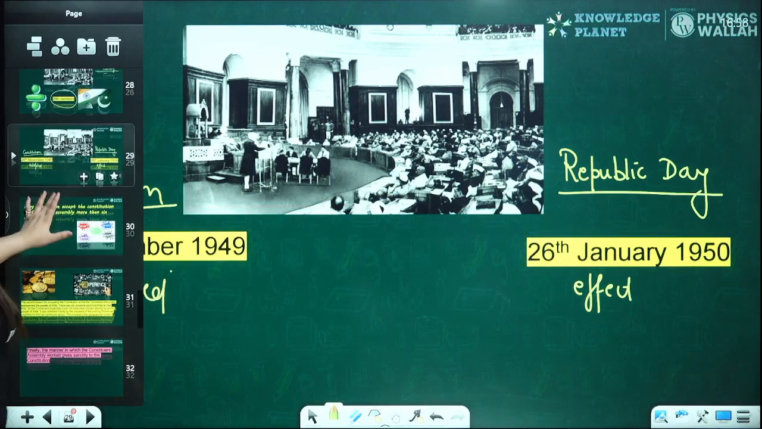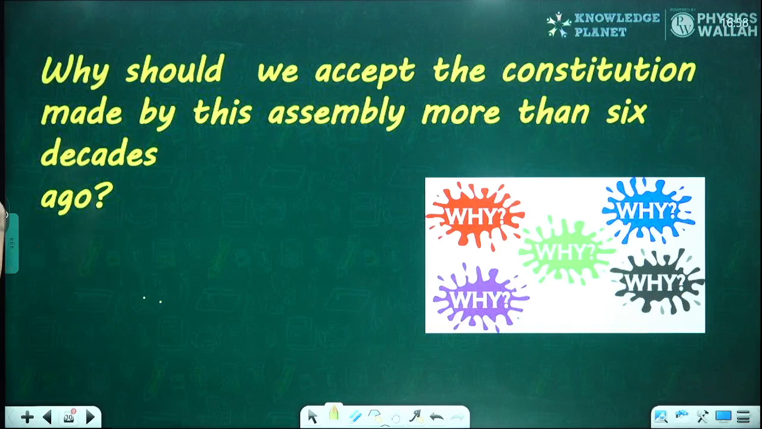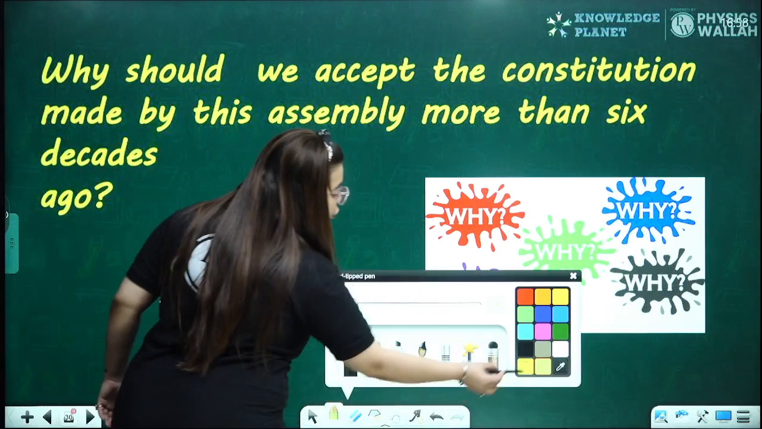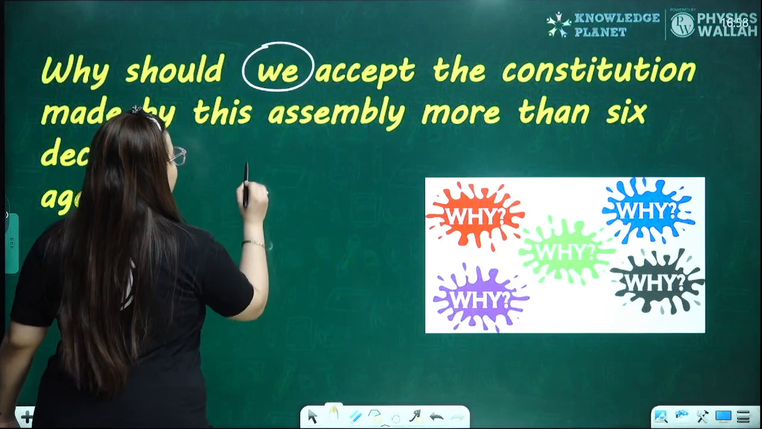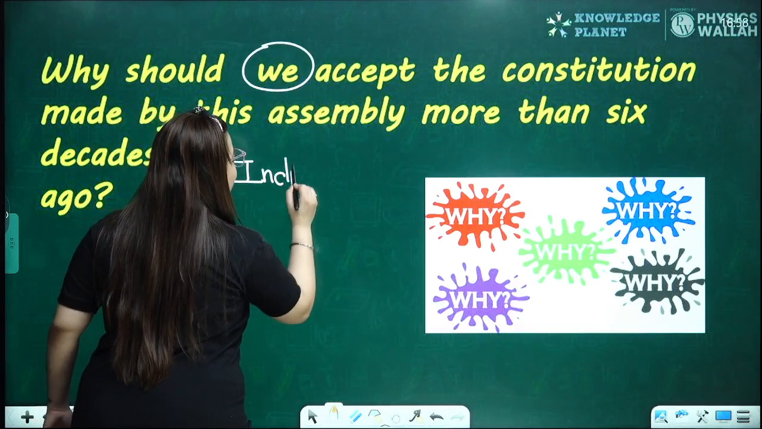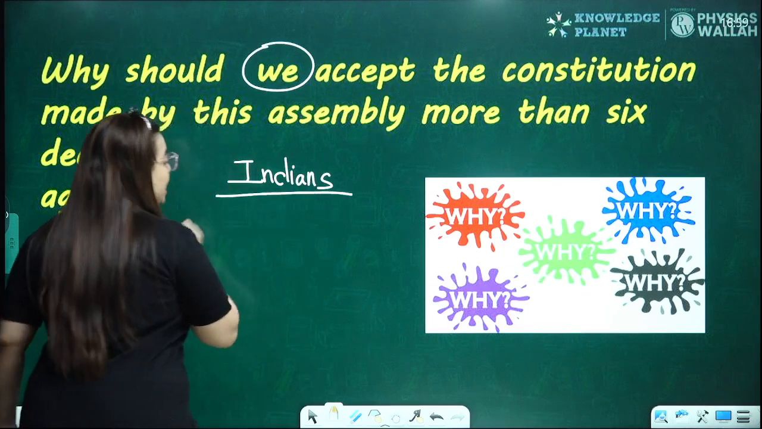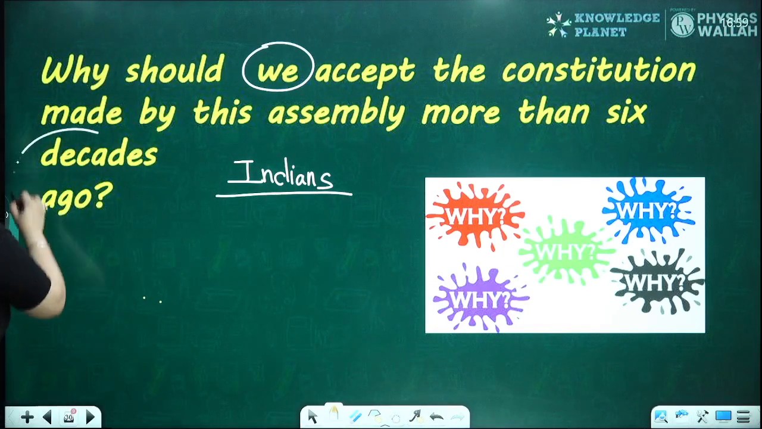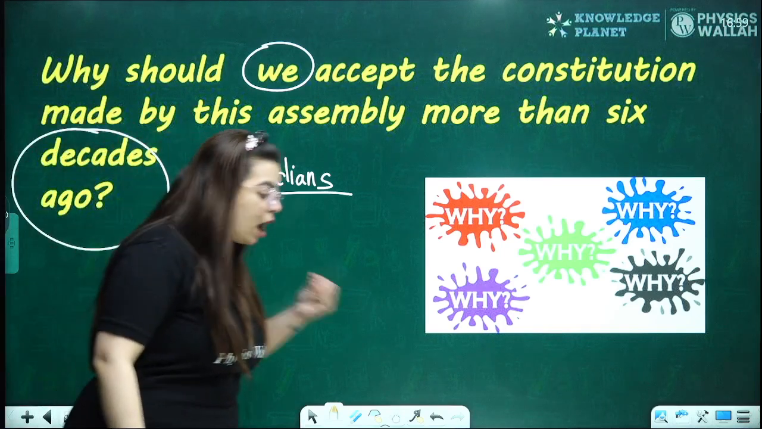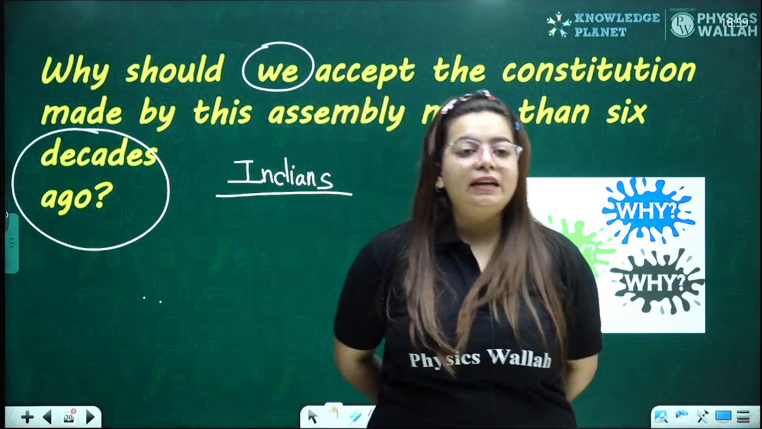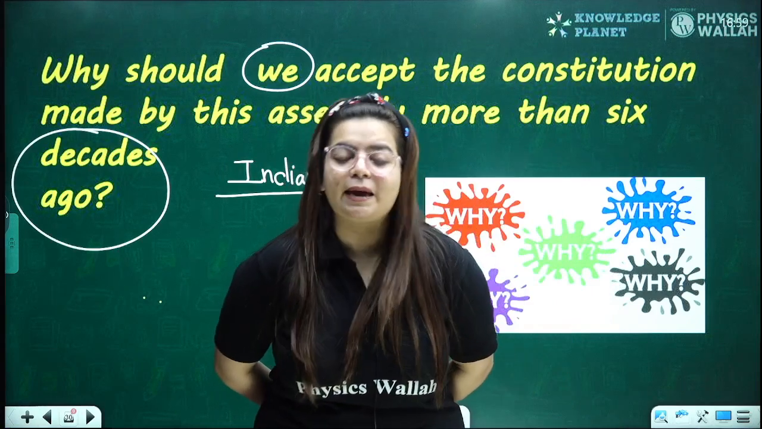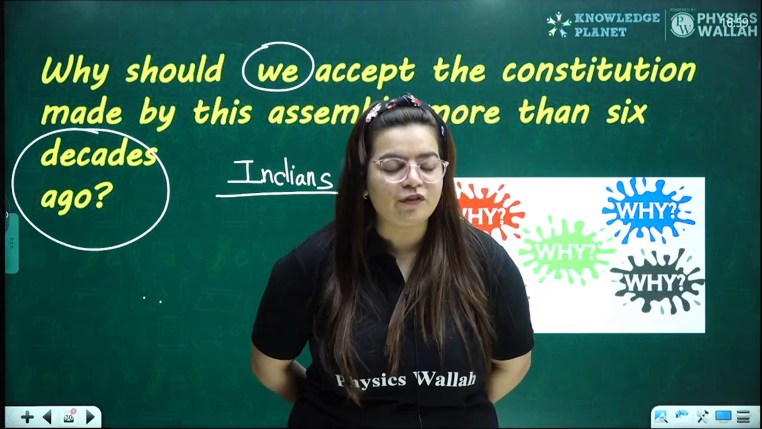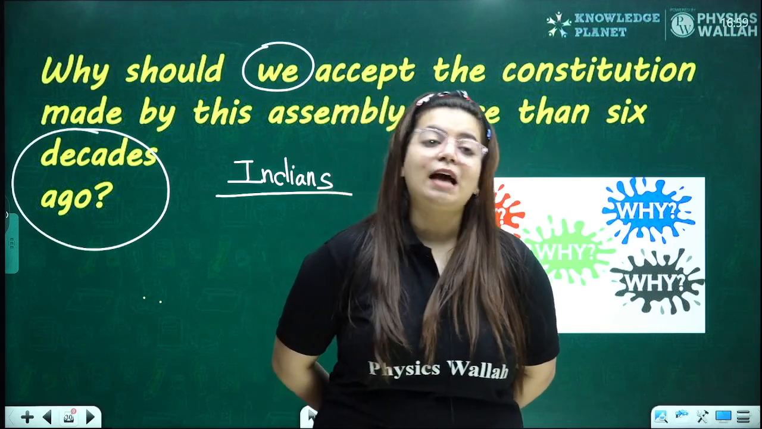Now the question arises: why should we accept the constitution made by this assembly more than 6 decades ago? We are talking about the Indian people. Why are Indians accepting the same constitution which was made more than 6 decades ago? Why has it been accepted in India till now? The reason is the struggles they came from, the problems they came from, which will definitely not repeat again. This happened in history.